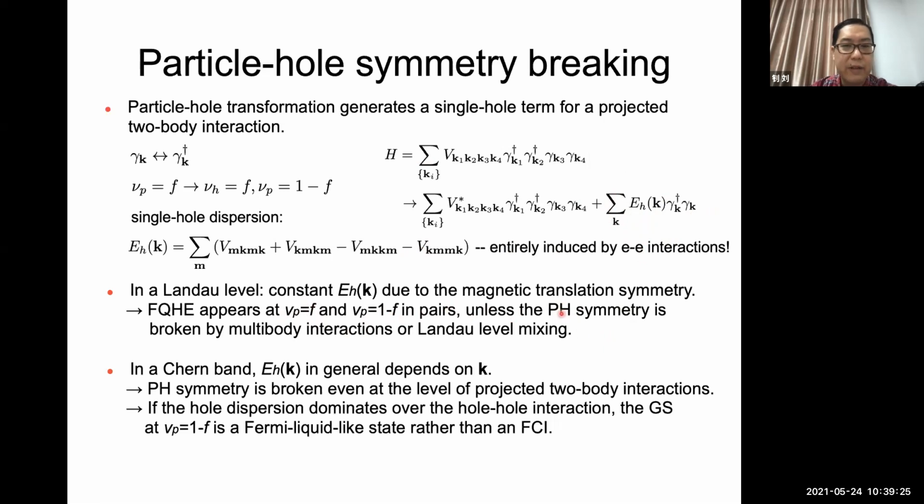However, in a Chern band, we can show that this single hole dispersion after the particle-hole transformation in general depends on the momentum k. So it's in general dispersive. And this means the particle-hole symmetry is broken in a single Chern band, even at the level of projected two-body interactions. And in the hole picture, if this hole dispersion dominates over the hole interaction, then the ground state cannot be a fractional Chern insulator. Instead, it must be a Fermi liquid-like state. And indeed, we observe this Fermi liquid-like state driven by the hole dispersion in moiré superlattices. I will show you later.